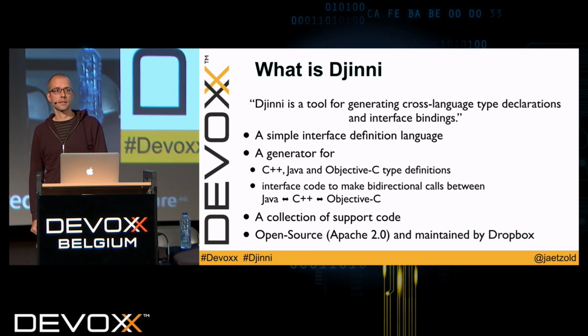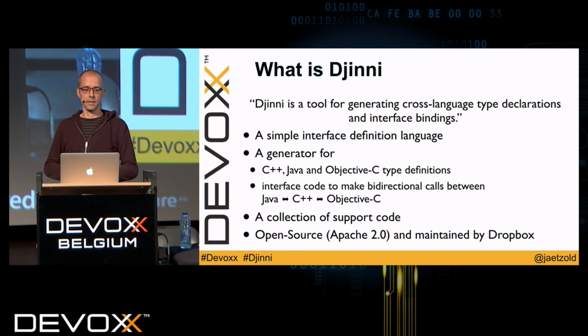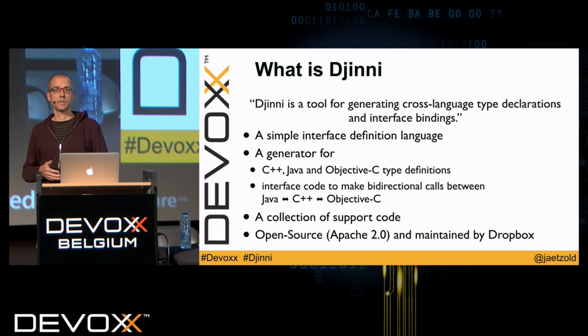So what is Djinni? Its GitHub repo states, Djinni is a tool for generating cross-language type declarations and interface bindings. But what does this mean exactly? So Djinni consists of a pretty simple interface definition language where you describe your types and interfaces. And then it generates C++, Java, and Objective-C code out of that. But it also takes care of all the code in between, like what functions to call and translating the types to an appropriate representation in the other language.